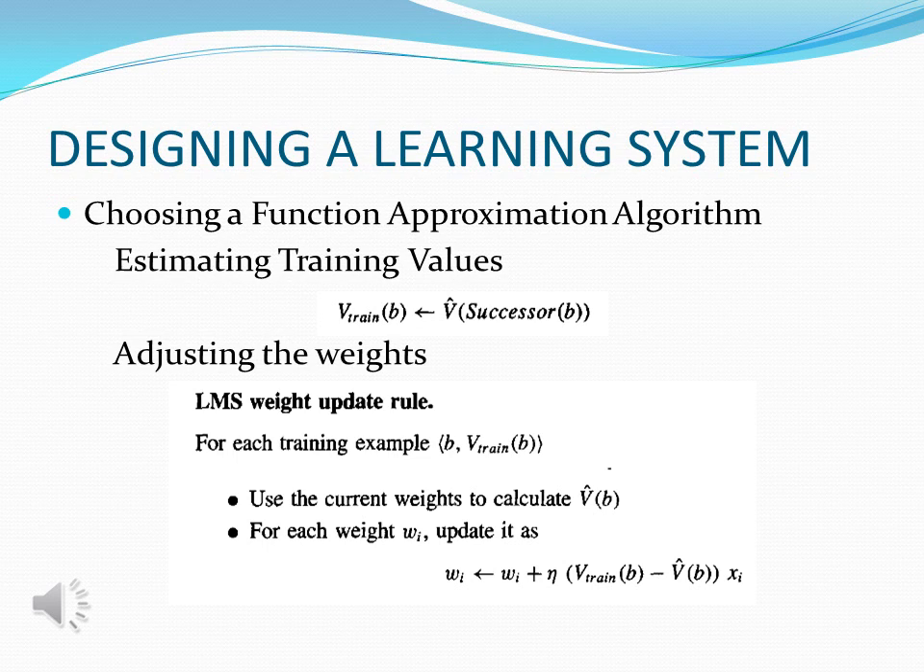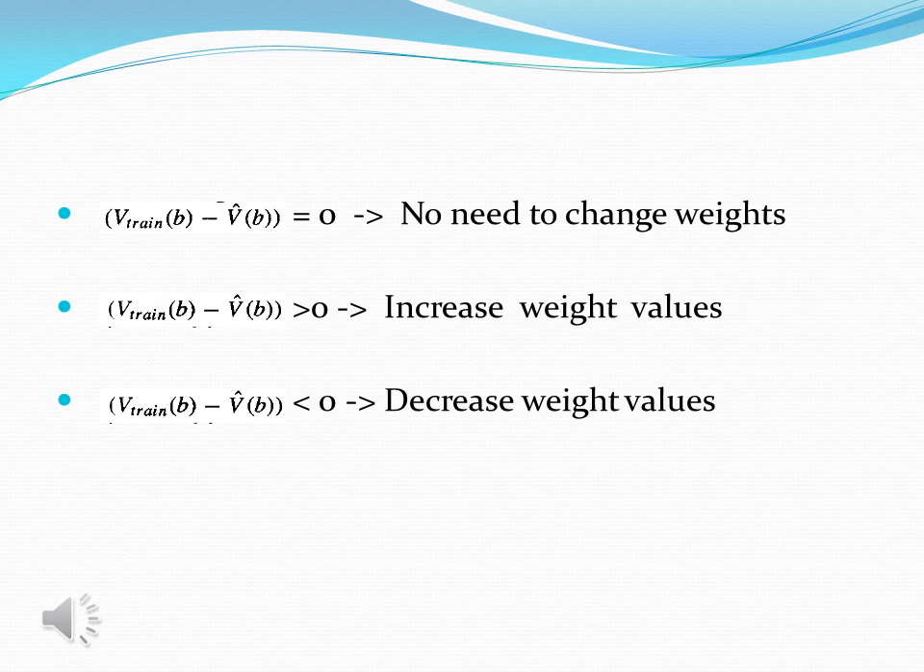To make it the best fit in the model, we have to adjust numerical coefficients in the function approximation. To perform adjusting of weights, we have to take the difference value of V train of B and V cap of B. If the difference value is 0, then there is no need to change weight values. If the difference value is a positive value, then we have to increase weight values. If the difference value is a negative value, we have to decrease weight values.